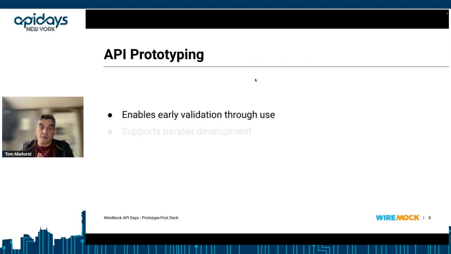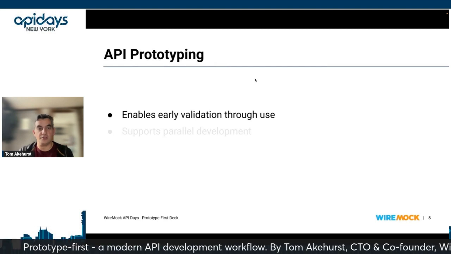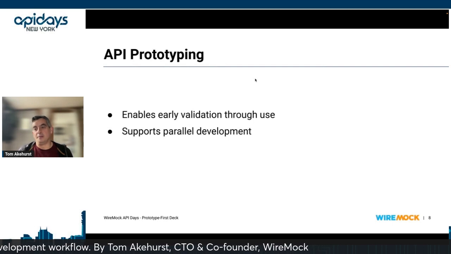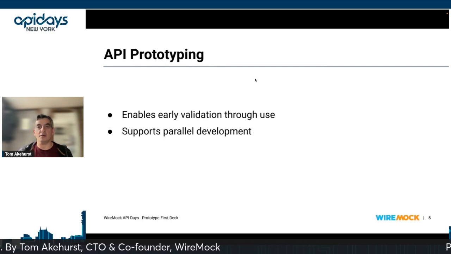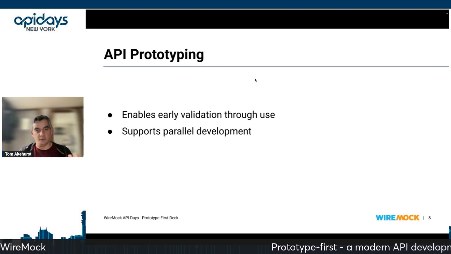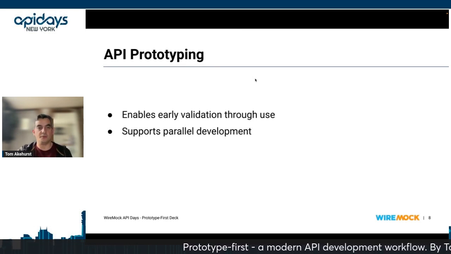So this is where API prototyping comes in. It solves two of these key problems. One being it enables this early validation through use. An API prototype allows consumers of that API to start testing it and verifying its design before it's committed to production in some way. And it also allows this parallelization of development. So consumers and producers can go off and work on realizing their parts of the product in parallel, rather than consumers waiting for producers to finish shipping something.